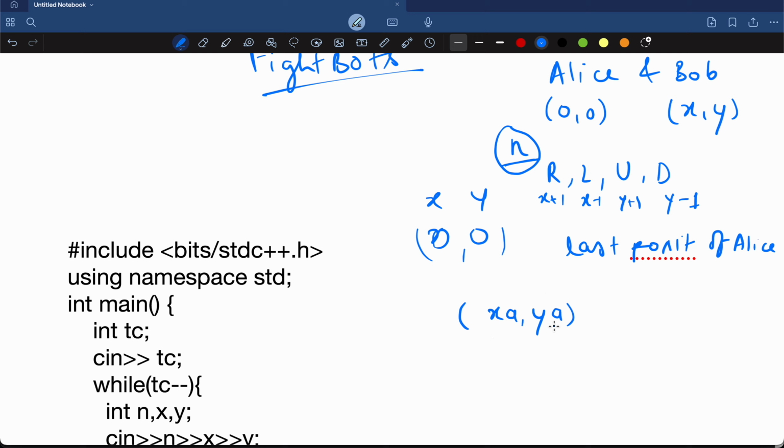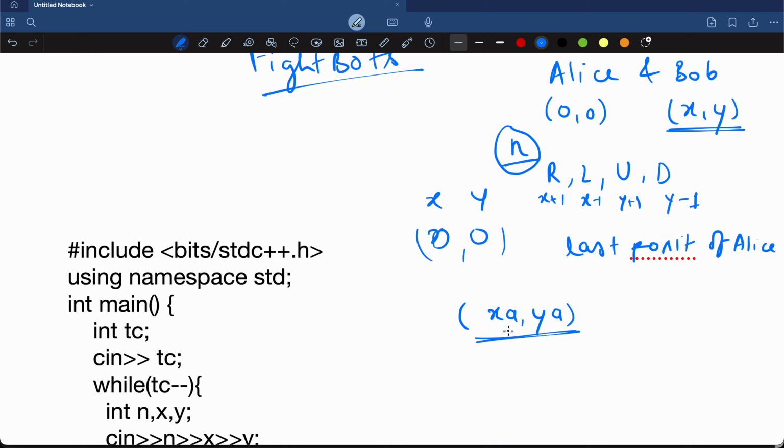So I am thinking of it in that way: Bob initially starts from here and tries to reach his original position. If Bob reaches his original position, then we can safely say that the answer to this problem is yes. If Bob is not able to reach his original position, then we give the output as no.